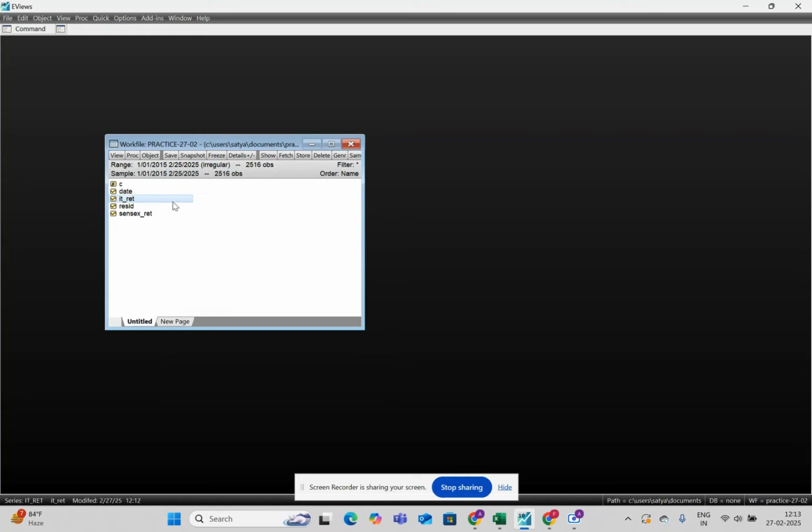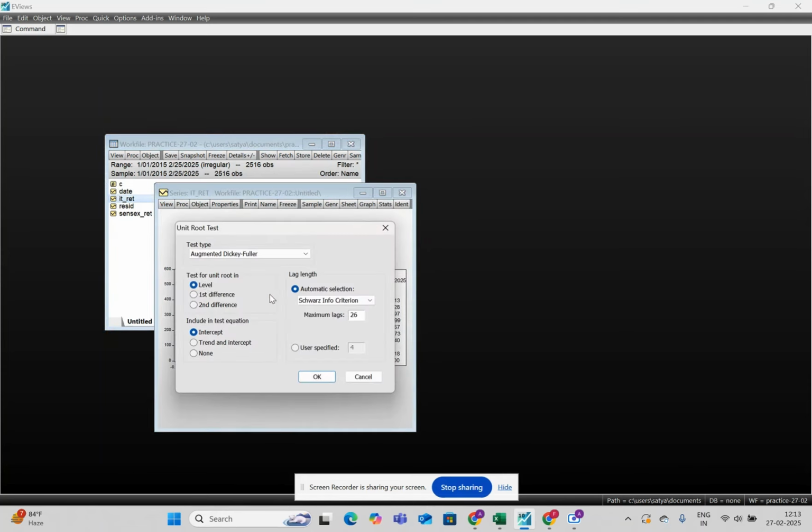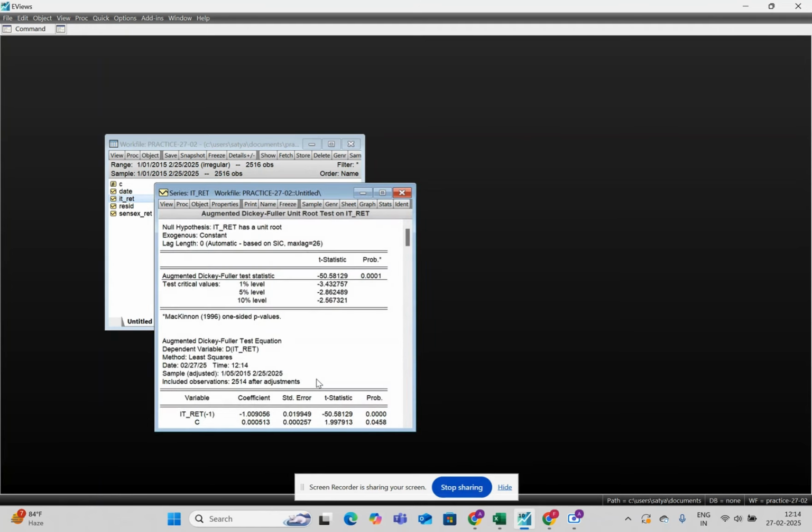We know from our understanding of theory that a return series would obviously be a stationary series. However, we can also check it. So we do a unit root test, where the null hypothesis is that the series is not stationary, that the series has a unit root. You see that the p-value is 0.00001, which means that the null hypothesis is rejected here, which shows that the series is stationary.